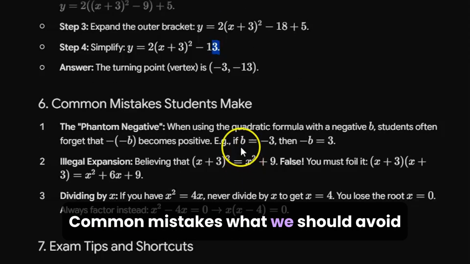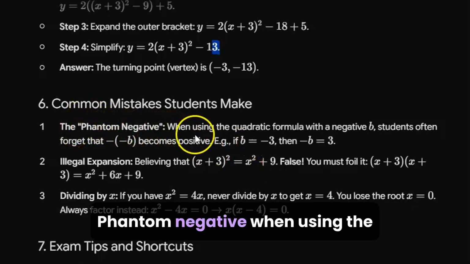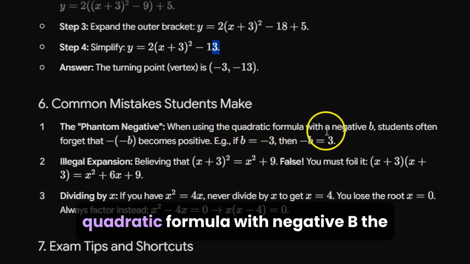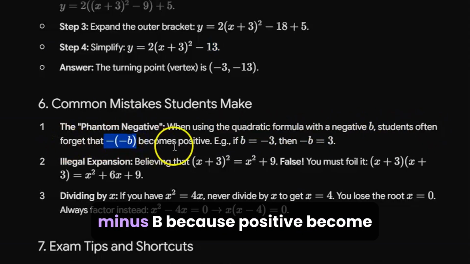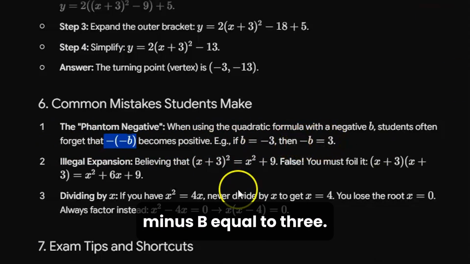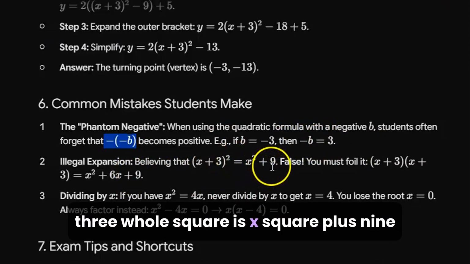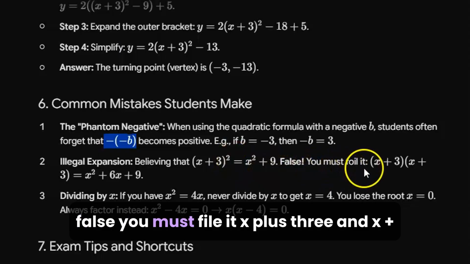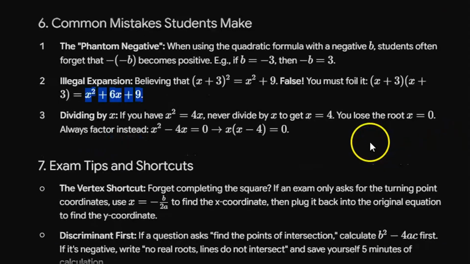Common mistakes we should avoid. First, the phantom negative: when using the quadratic formula with negative b, students often forget the minus in -b, because a negative becomes positive. If b = -3, then -b = 3. Second, illegal expansion: believing that (x + 3)² is x² + 9. False. You must write (x + 3)(x + 3) and expand.